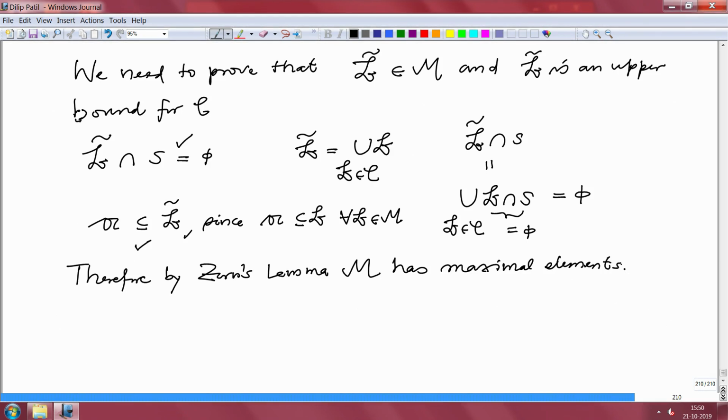Okay, so with this, we still have to prove the next part, that these maximal elements in M are prime ideals. This I will prove after the break.